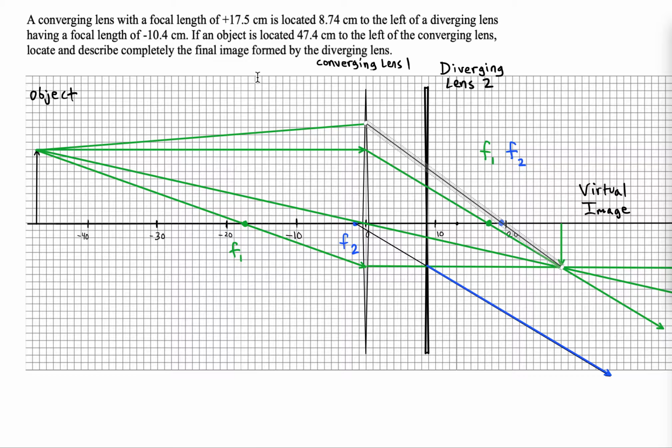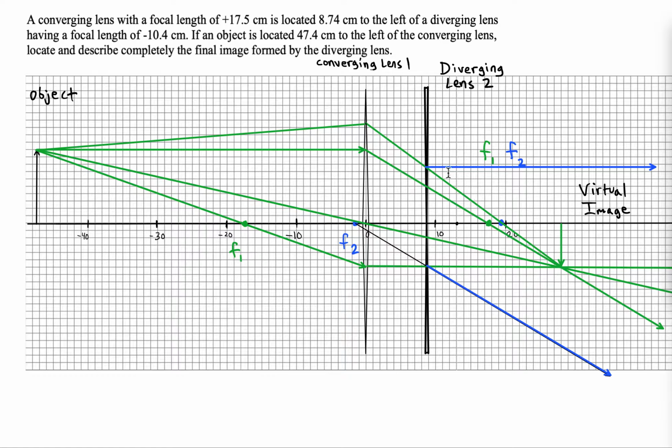But that ray is going to hit the diverging lens and its path is going to change. But how will it change? Well, it's coming in through the focal point, which means it will actually come out parallel when it hits that diverging lens. It'll come out like this.